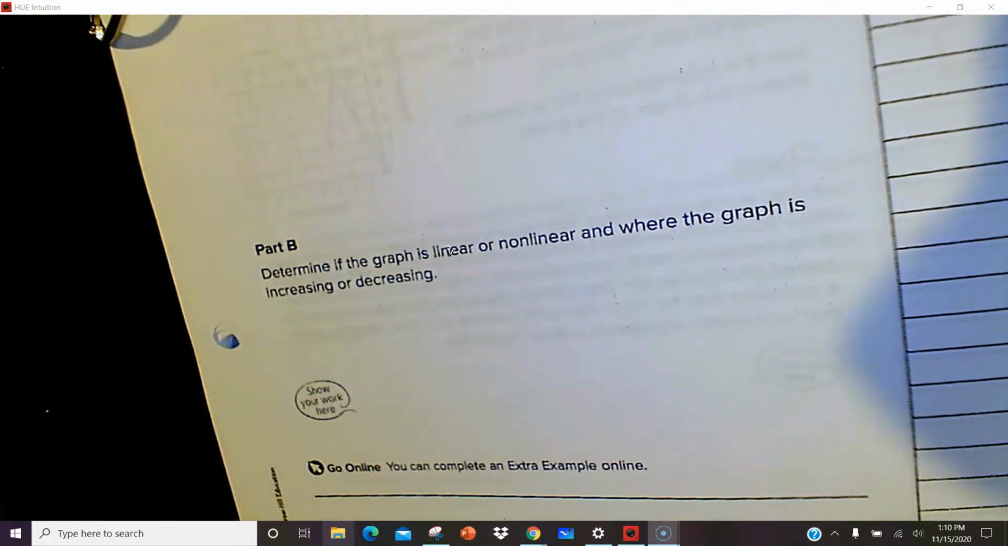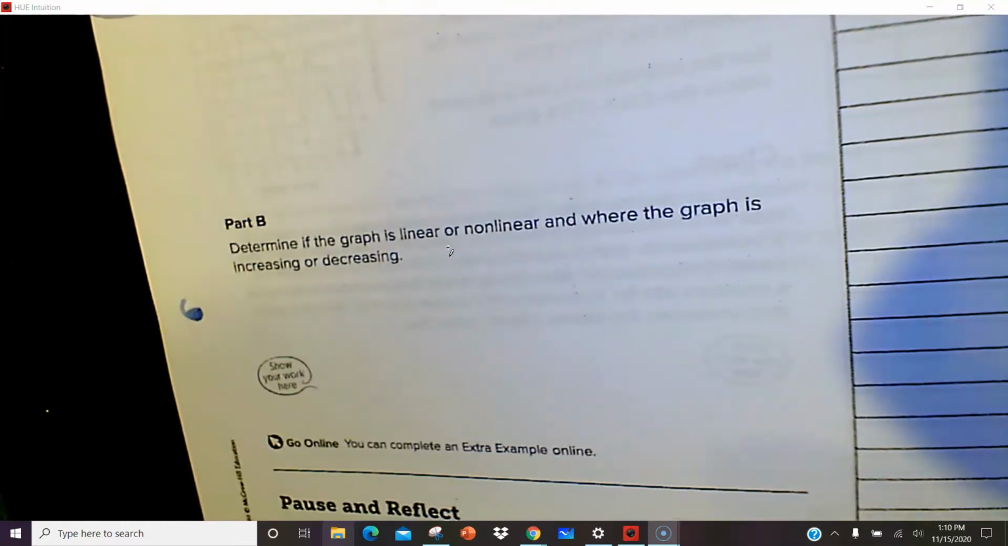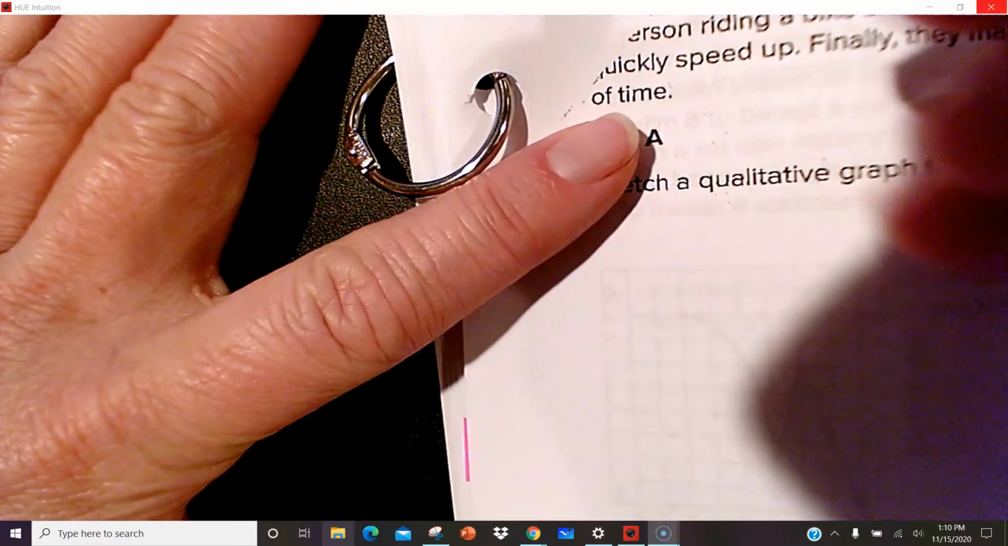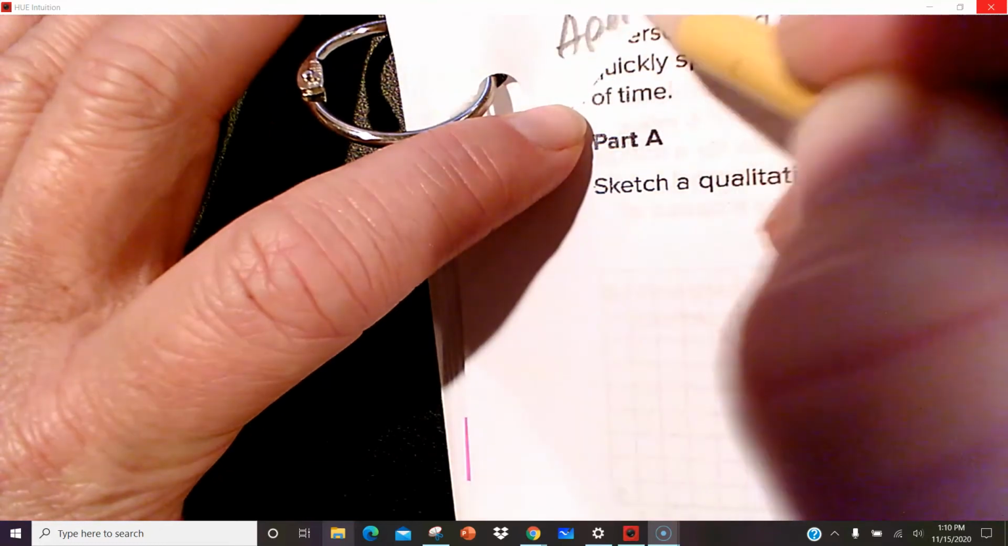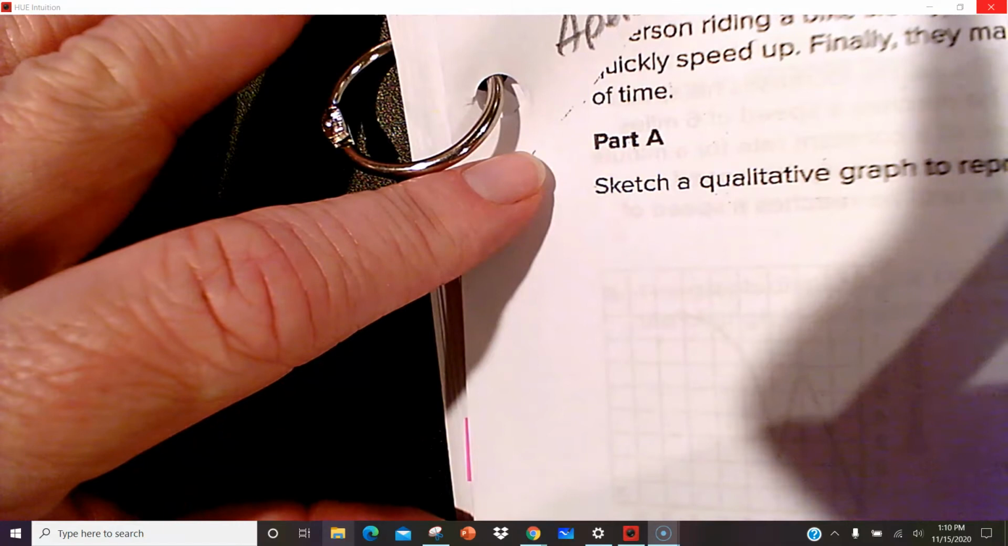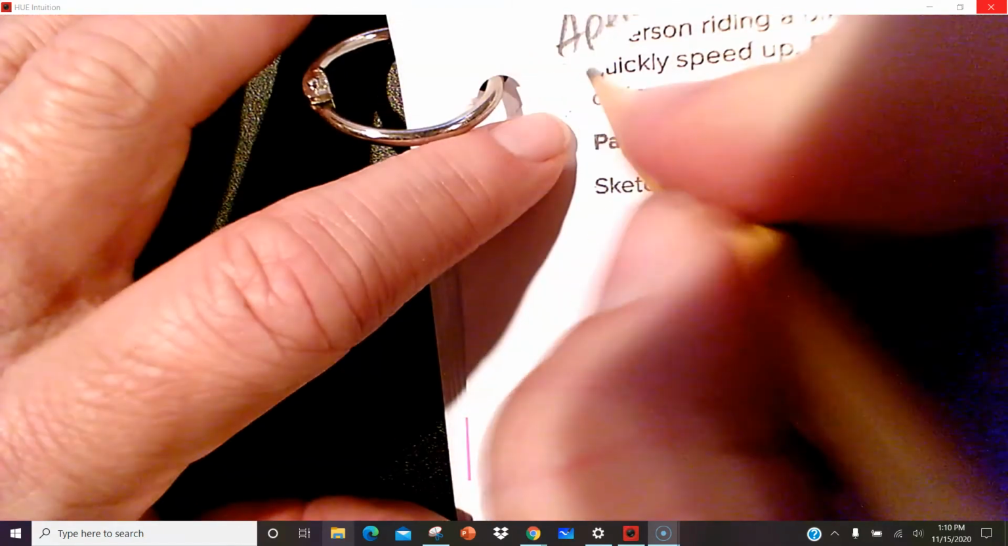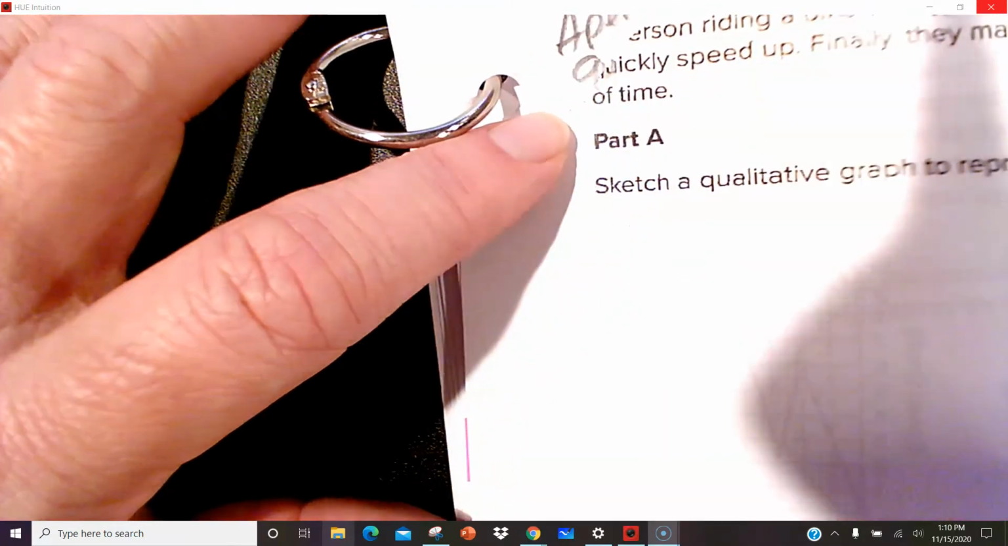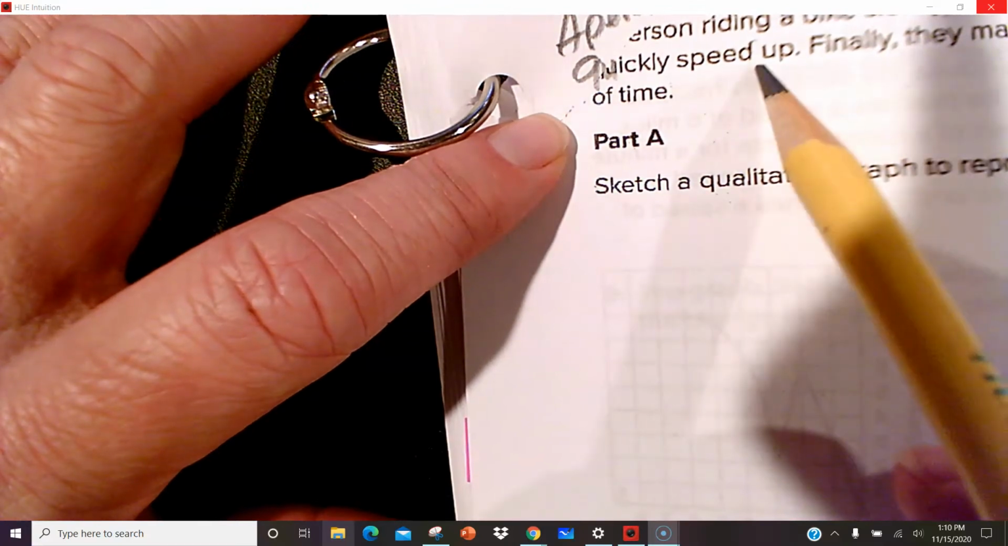I can't read that. Okay, so this is what it says here, and you probably can't read it either because I have the same copy you do. All right, here we go. So this is what the words are. A person riding a bike slowly decreases their speed. They then quickly speed up. Finally, they maintain a constant speed for a period of time.